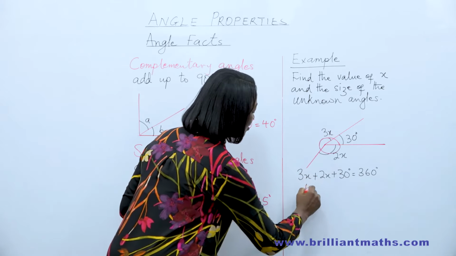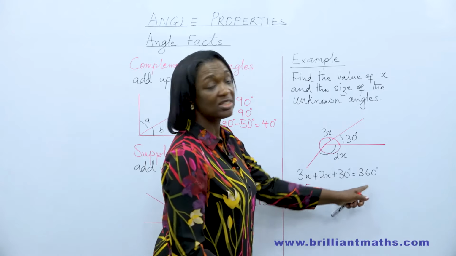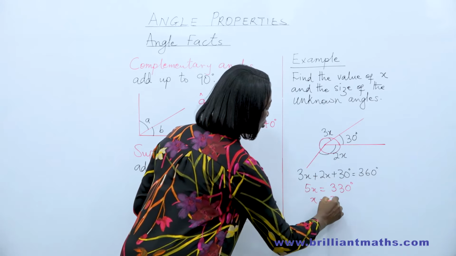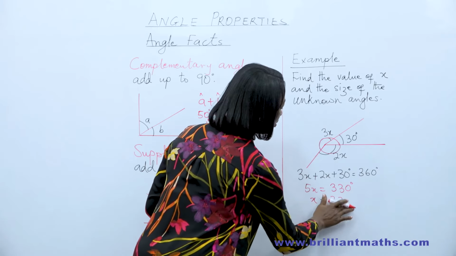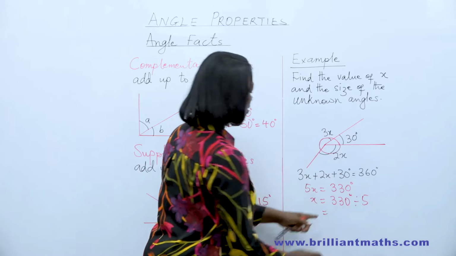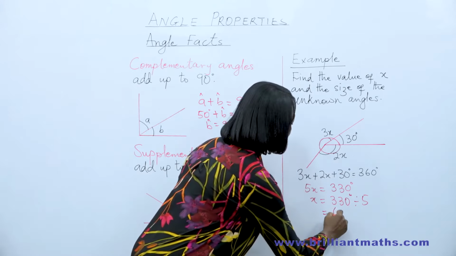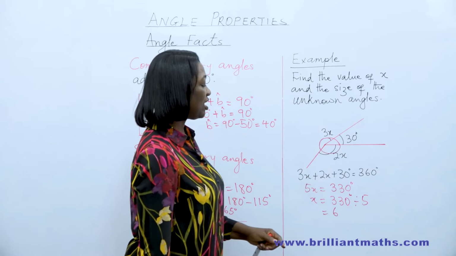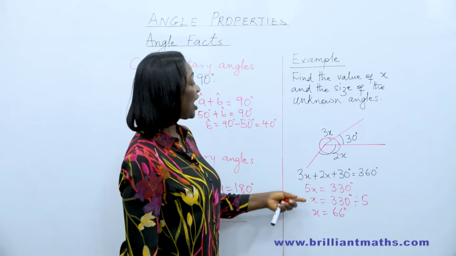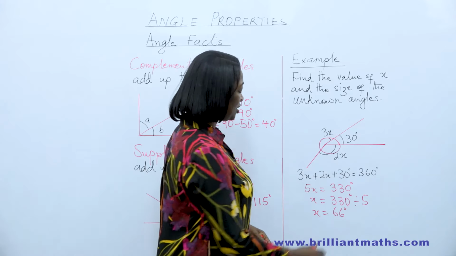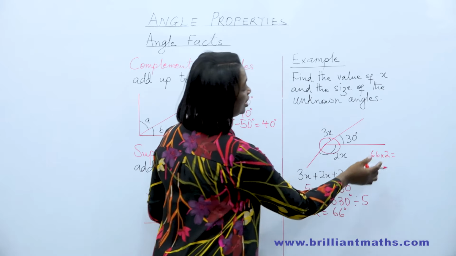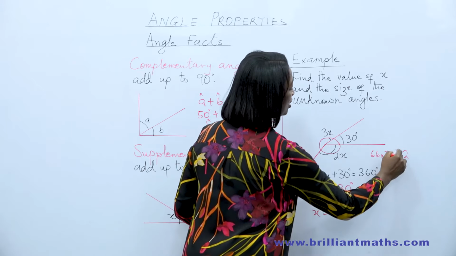3x plus 2x is 5x. So 5x is equal to 360 minus 30, and that is 330 degrees. So x is equal to 330 degrees divided by 5. 5 into 33 is 6. Remember, 3 into 30 is 6. So x is equal to 66 degrees. So the size of the unknown angles, 2x will be 66 times 2, which is 6 times 2 is 12, carry 1, 12 plus 1, 130.